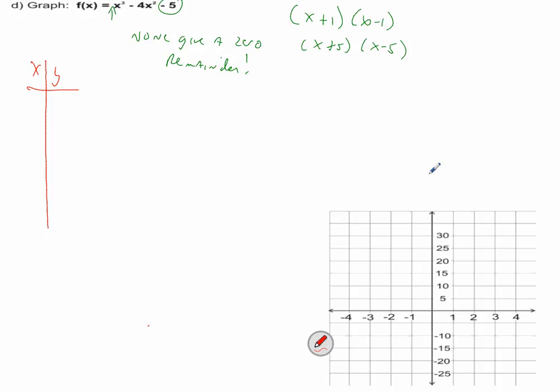All right, again, for time's sake, when you use 0, you get -5. When you use -1, you get -10. When you use -2, you get -29. Does that look like it's coming out of negative infinity? That looks pretty good. When you use 1, you get -8.